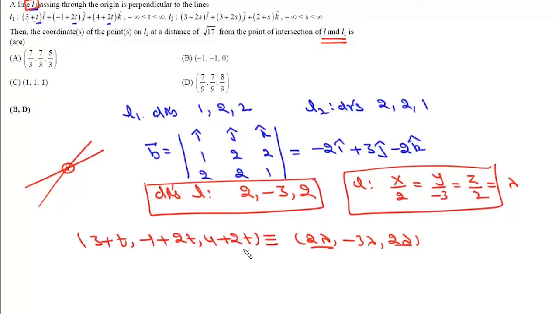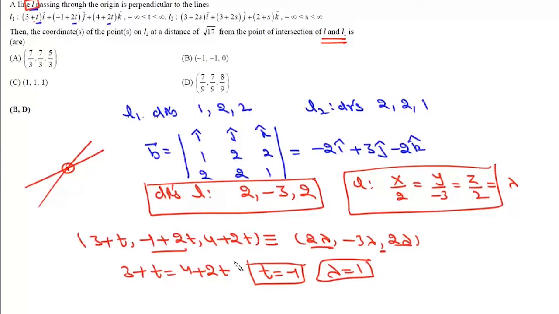Now if we equate these, then we can write 3 plus t equals 4 plus 2t, that is value of t is minus 1. And if we put t as minus 1, we'll get value of lambda as 1. Now if we put t as minus 1, this is minus 3 and this is minus 3. That means these two lines will intersect, and their point of intersection will be 3 minus 1, 2. This is minus 1, minus 2, minus 3, and then 4 minus 2 is 2.